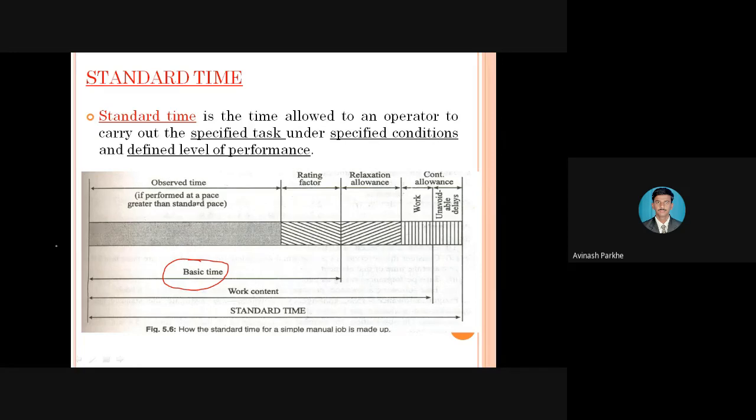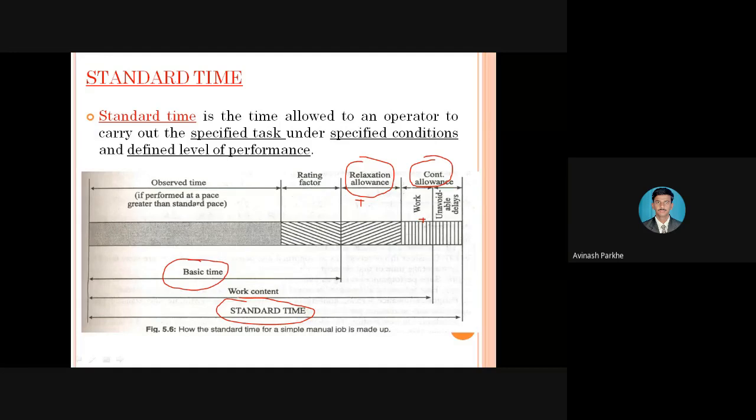But along with that particular basic time, I have to give the number of allowances. So here one sample is given, that is relaxation allowance and the contingency allowance. So basic time plus relaxation allowance plus contingency allowance. If I will do the addition, I will get the standard time to complete that particular task. Therefore, whenever I am calculating the standard time, that standard time can be calculated by considering all the types of allowances, and it is necessary.